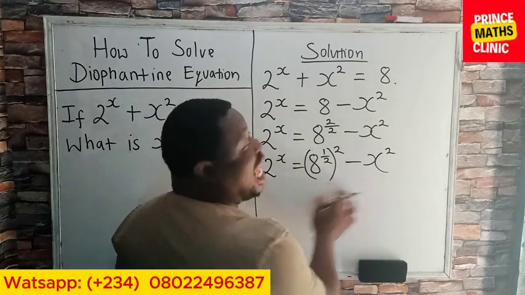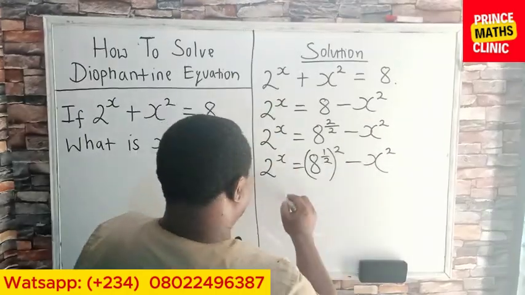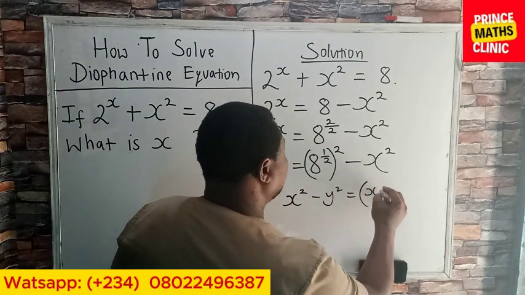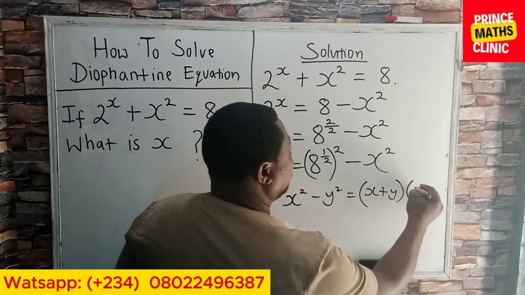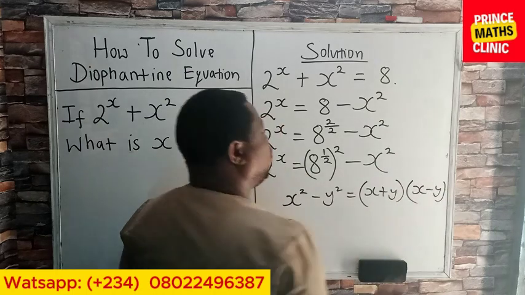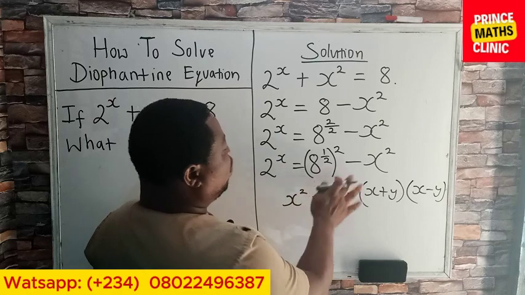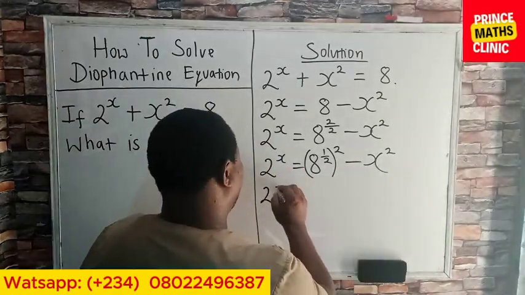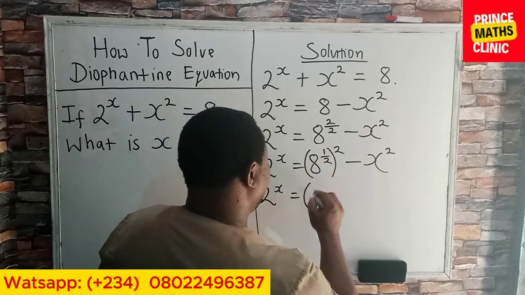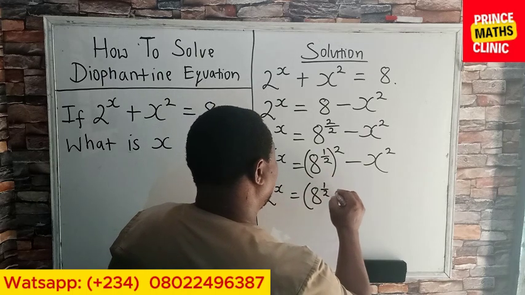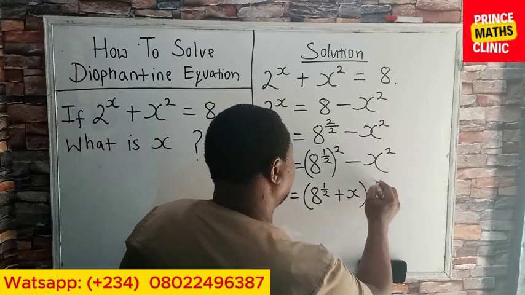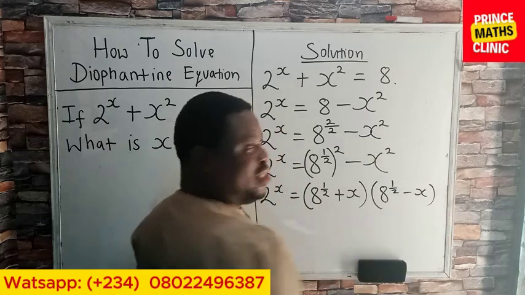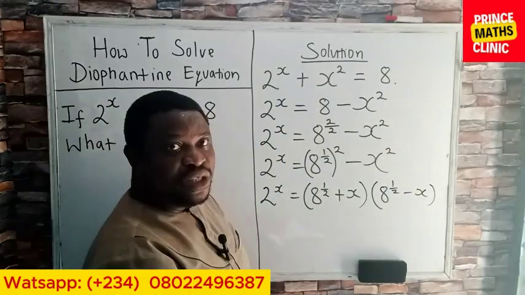So now this looks like difference of two squares, where we have x squared minus y squared, which becomes x plus y and x minus y. So I will be using that to solve this particular stage. I will have 2 to the power of x equals 8 to the power of half plus x, and 8 to the power of half minus x. Good. Hope you are following.